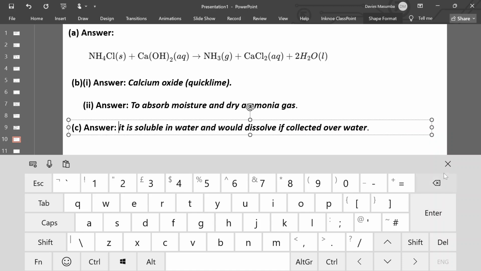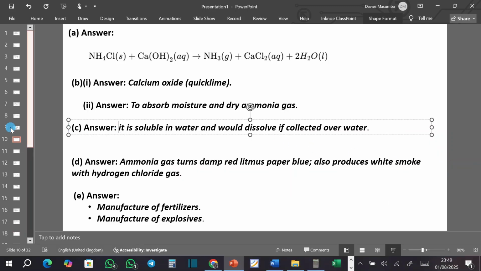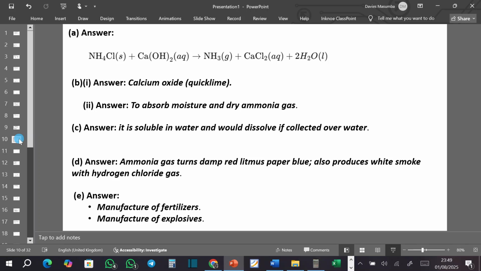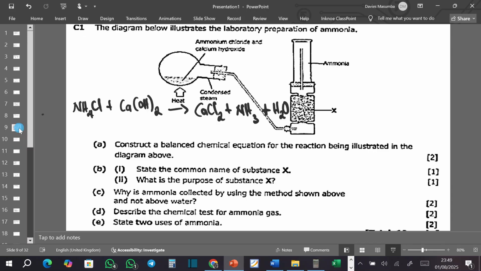So because of that question which says why is ammonia collected by using the method shown above and not over water, it is soluble in water and would dissolve if collected over water. So if they use water here, ammonia will just go there, dissolve in water and form ammonium hydroxide. You will not have ammonia gas. Why? Because it is soluble.